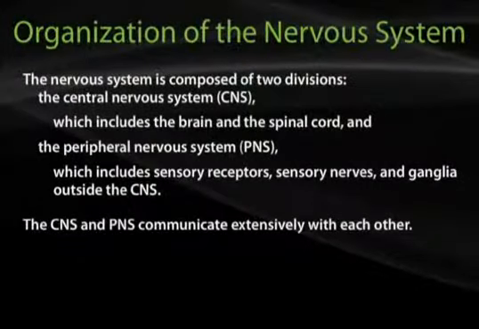The nervous system is composed of two divisions: the central nervous system, CNS, which includes the brain and the spinal cord, and the peripheral nervous system, or PNS, which includes sensory receptors, sensory nerves, and ganglia outside the central nervous system. The CNS and PNS communicate extensively with each other.